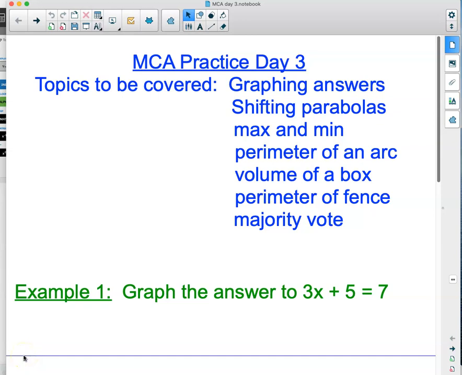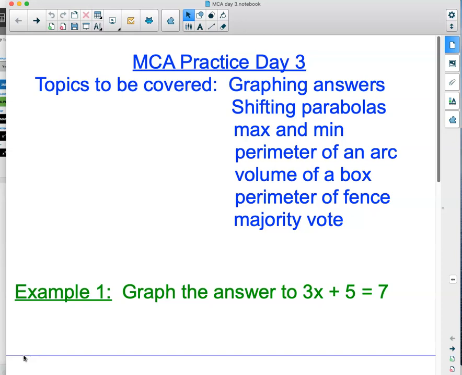For this third day, I'm really hoping that some of this feels a little silly to you, especially the starting here of graphing answers. But it's been a long time since you just had to graph your answers on a number line. So I wanted to make sure that we refreshed the whole open dot, closed dot thing and all of that and talked about that. Shifting parabolas, we covered that in first semester. So hopefully as we go through that, you'll go, piece of cake, I already know how to do this.